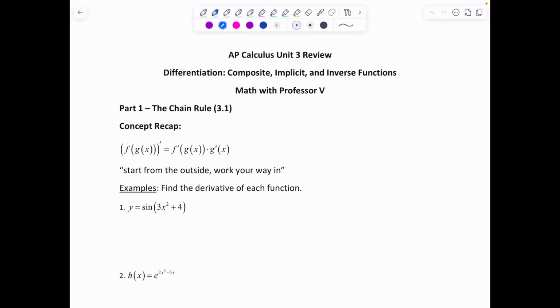Professor V. In this video, we're going to review all of the concepts that are covered in Unit 3 from the AP Calculus AB and BC exams. It's basically all things differentiation: differentiating composite functions with the chain rule and other rules, product, quotient, implicit differentiation, and inverse functions. So I'm just going to work through examples, going through all 6 components of this unit.